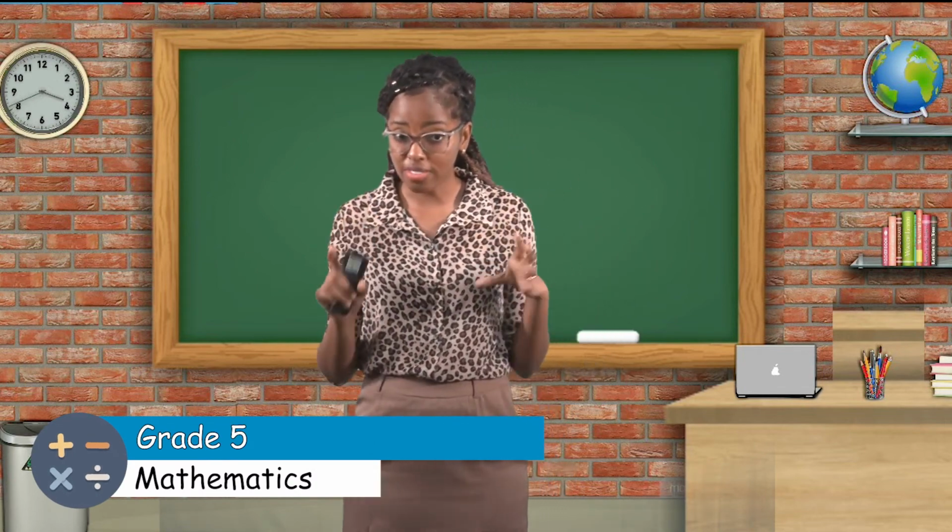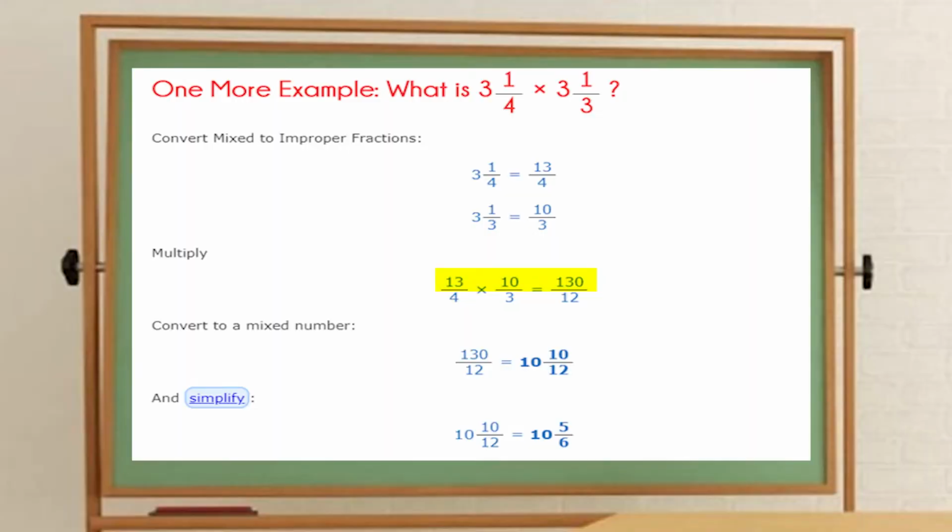Now that we have both mixed numbers converted into improper fractions, it's time for us to multiply. To multiply, we simply multiply the numerators by themselves, then the denominators by themselves. So, in this case, we have 13 times 10. 13 times 10 will give us 130. Now, the denominators, 4 times 3 will give us 12. So, we would have arrived now at a fraction of 130/12.